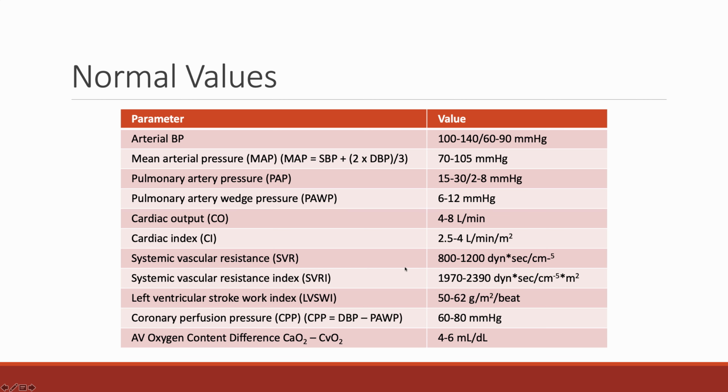Remember that the cardiac output varies tremendously among people of different body sizes, 4 to 8. But remember, the cardiac index is always in the neighborhood of 3, all right? SVR is 800 to 1200 dyne seconds per centimeter to the -5th.